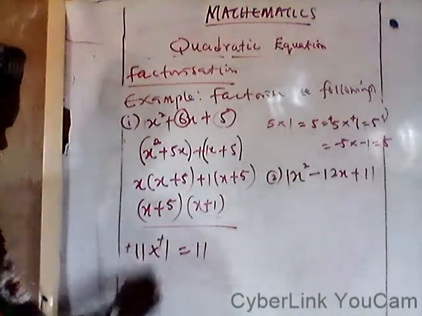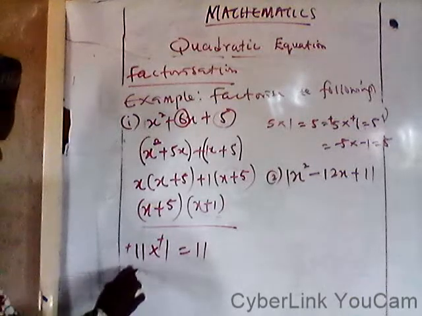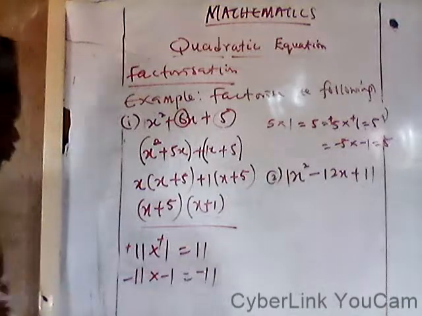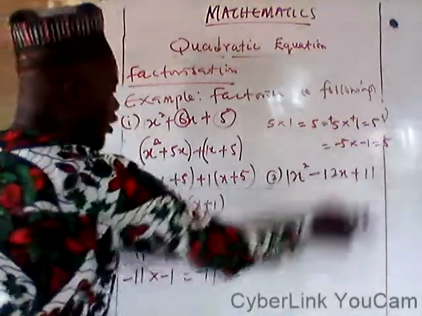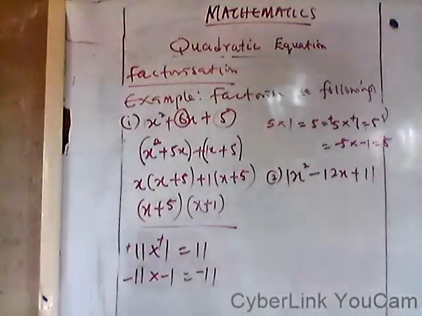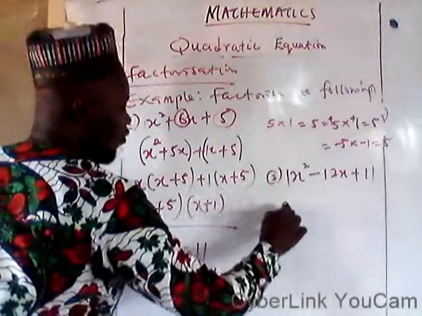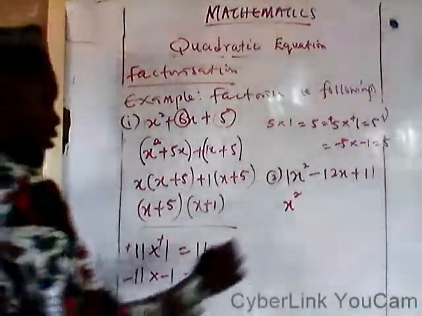plus, or minus 11 multiplied by minus 1. You still get minus 11. But what do you have here? You have plus 11. So it means that you don't need minus 11. So we need plus 11. So let's write this now. We're going to have x squared, right?